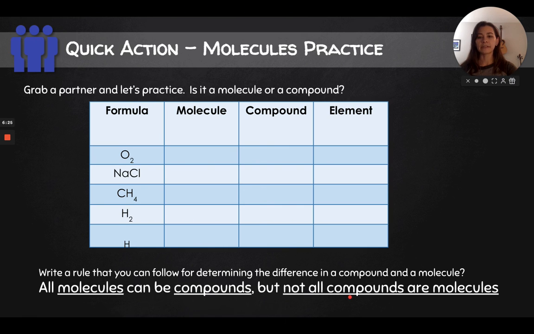And the correct answers are, for oxygen, it is a molecule but also an element because there's two oxygen atoms. Sodium chloride, or NaCl, is a molecule that is a compound. CH4 is a molecule that's a compound because it has two different elements. H2 is a molecule that is an element, and H is just an element because there's only one atom. And that is it for today.